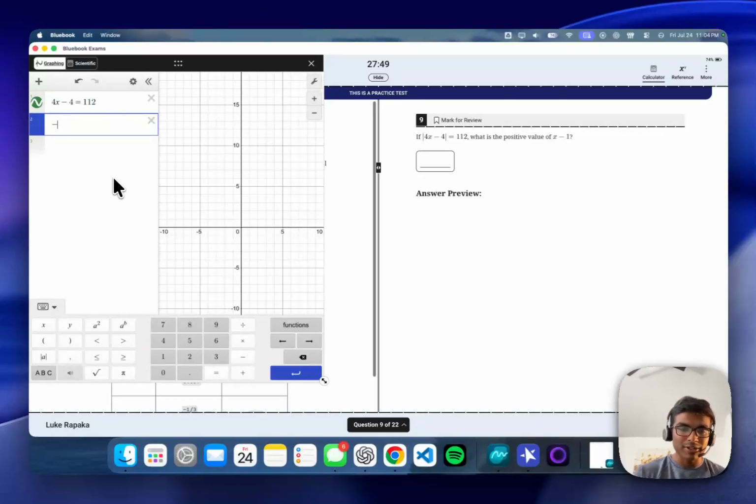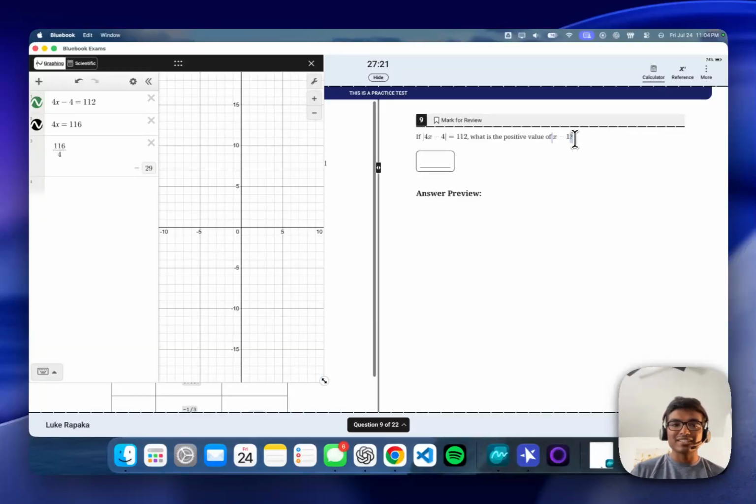The other way of doing this absolute value would be negating the whole thing. But I don't think we really want a negative x value, so let's do the regular version first, right? Add 4 to both sides: 4x equals 116, and then 116 divided by 4 is 29. Be careful here, it's asking us for x minus 1. The positive value, 29 minus 1, is 28. And so that would be the answer there.